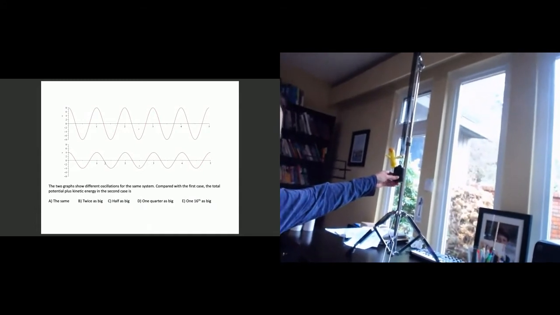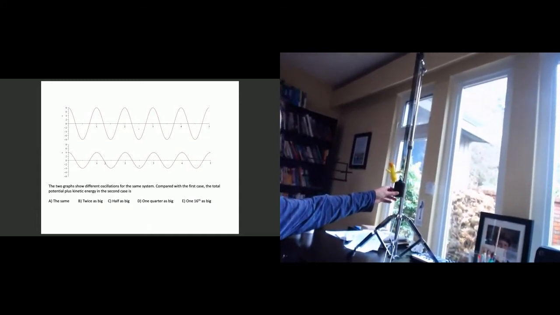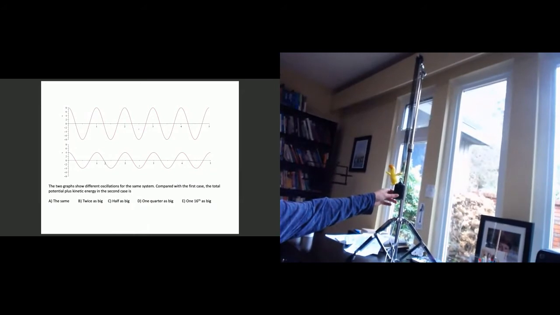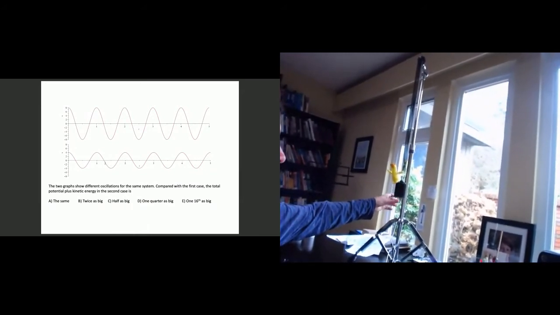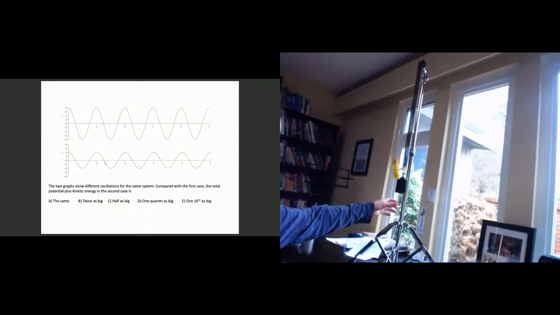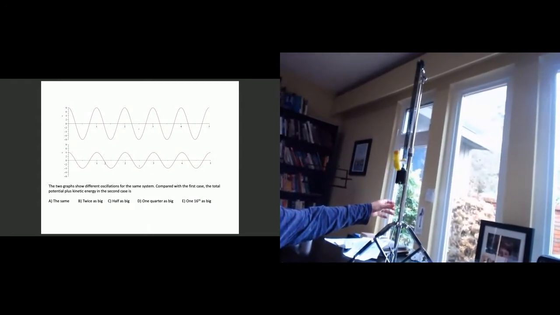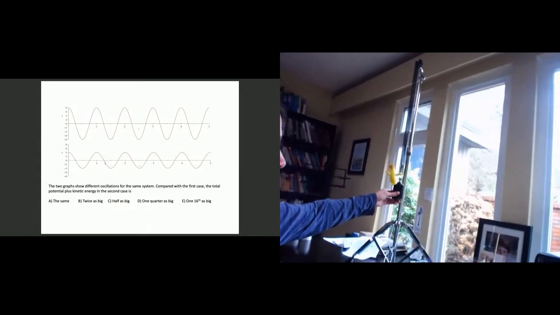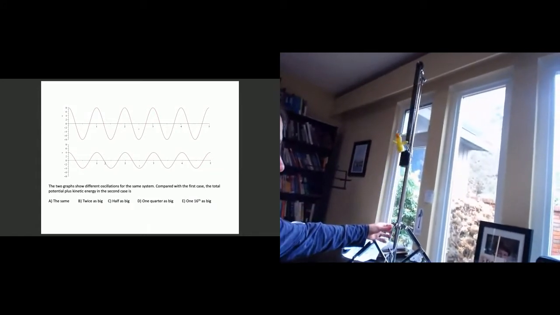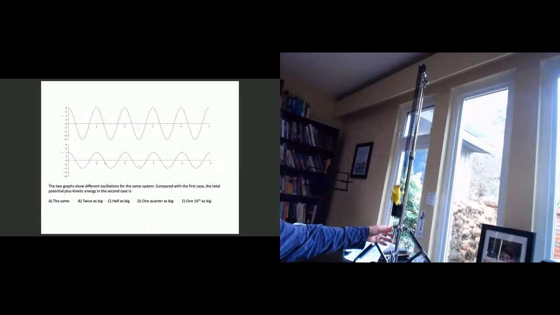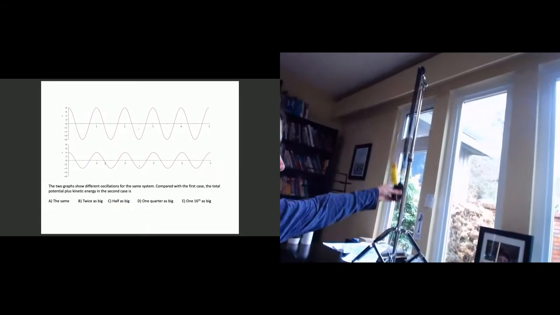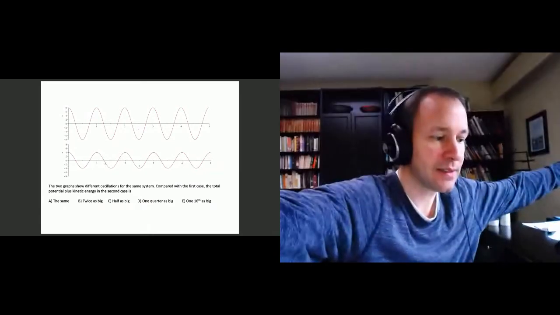So with this system, I could either displace the mass by, like, say, 4 centimeters and have it oscillate. So that's kind of what's going on in the lower graph there. Or I could displace it by 8 centimeters and have it oscillate. Okay, and so those are just two different oscillations of the same system.